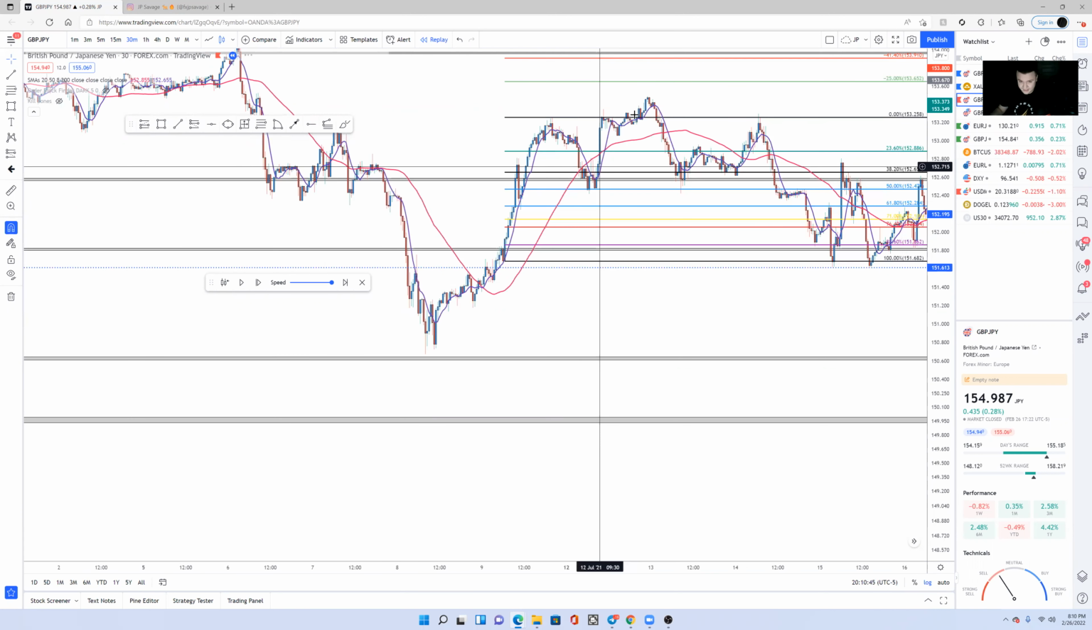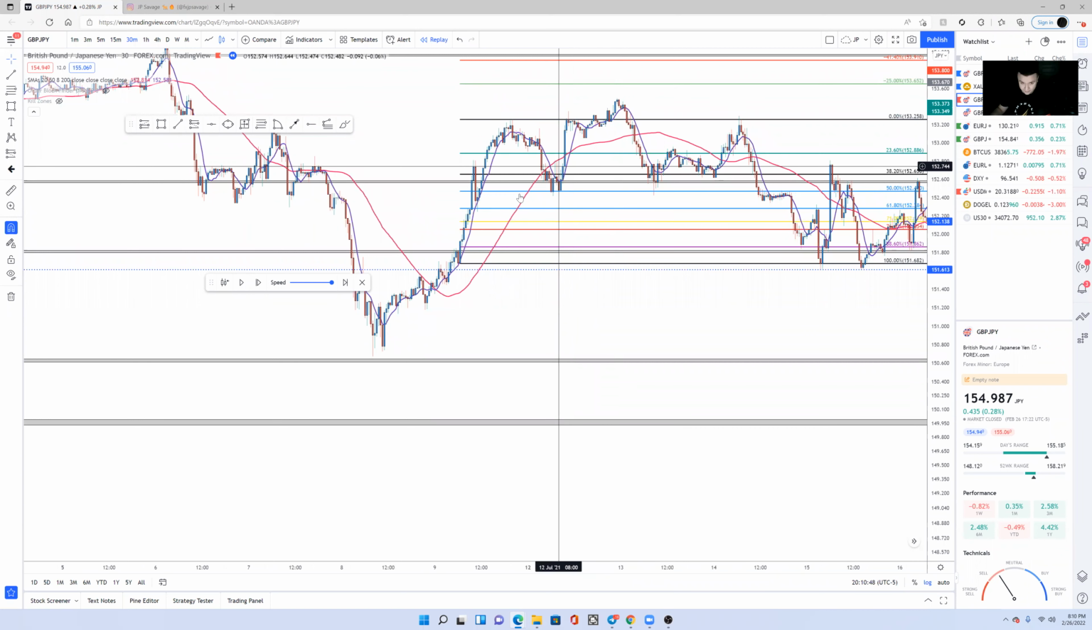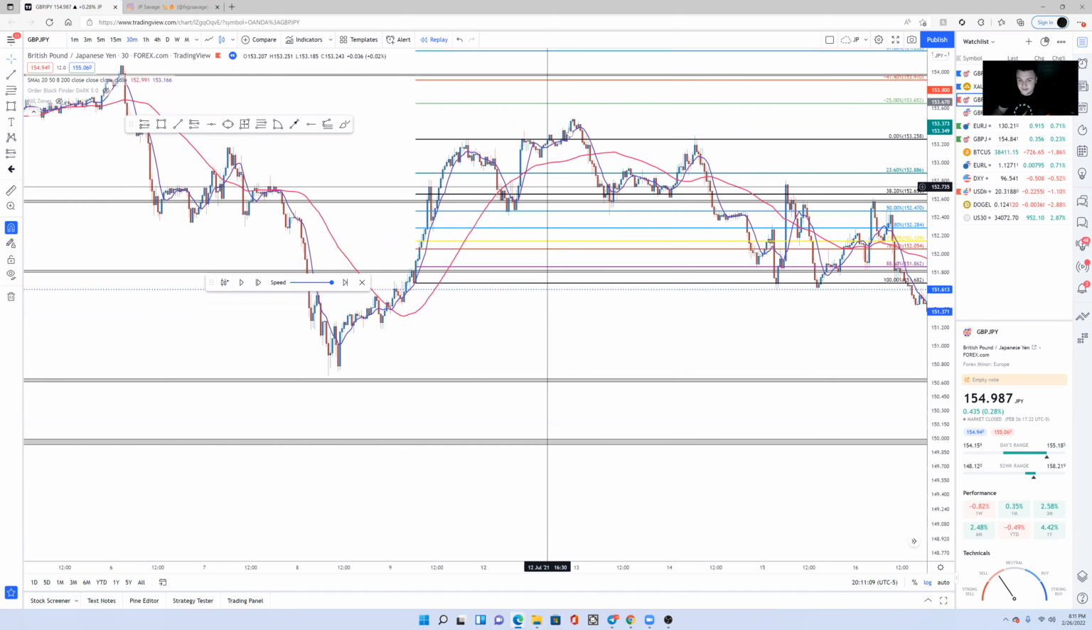Price kept holding those SMAs after closing above right here and doing this fib, right? We always have to have healthy retracements after we have a huge move. So we have this huge swing from this low to this high, and then price had to retrace. We do have to have healthy corrections in the market in order for the market to continue to move. It can't just move straight up or straight down, right? So as long as price was trading above these SMAs, we were Gucci.